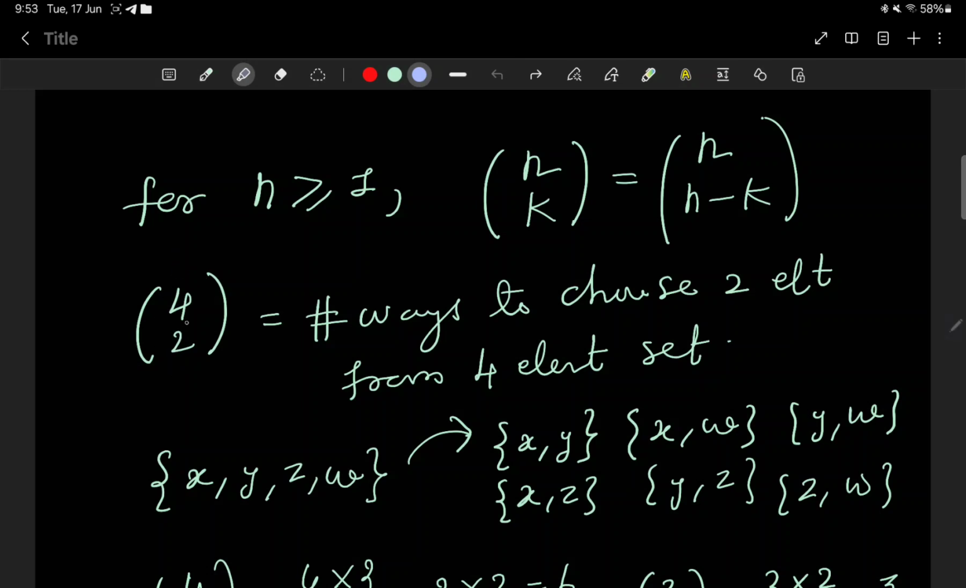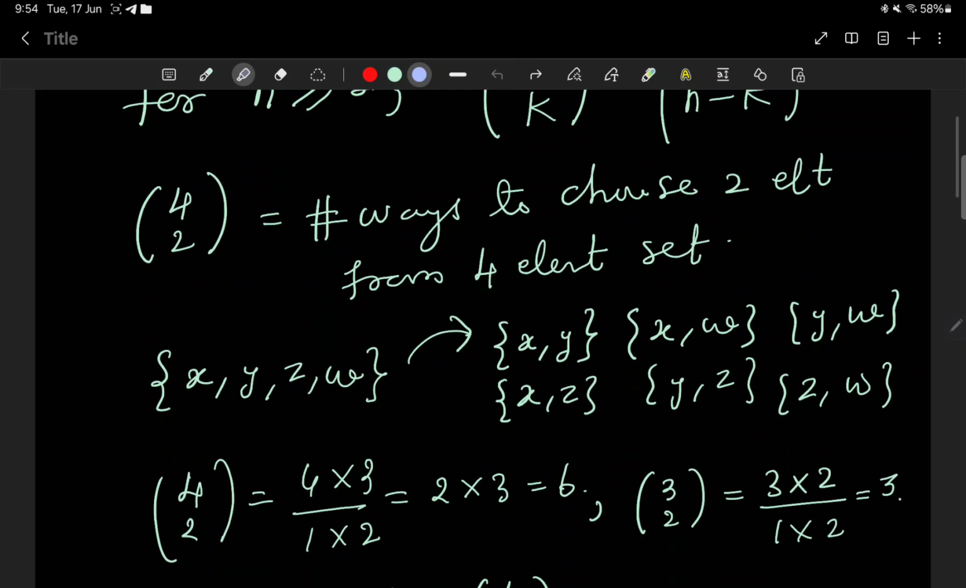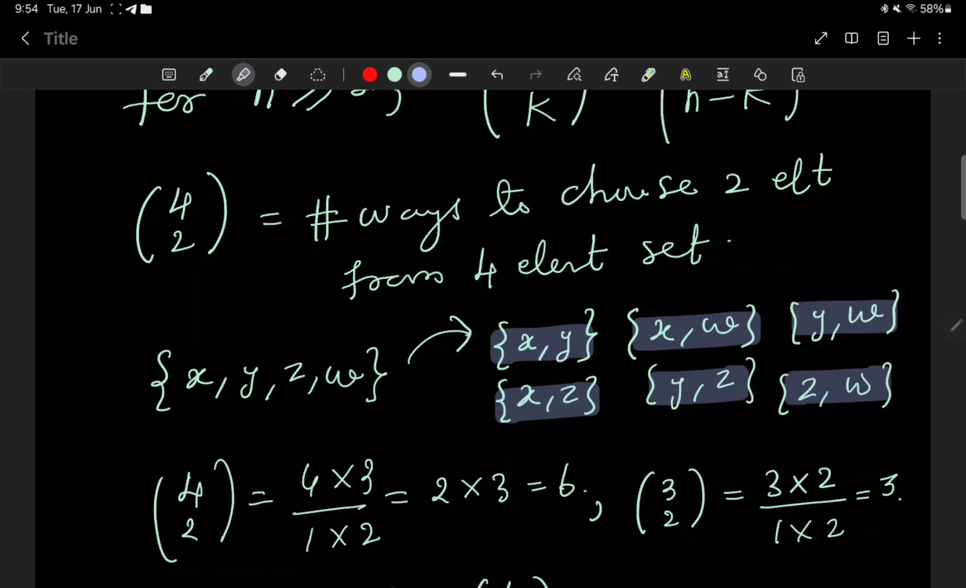For example, let's look at what this is for 4C2. 4C2 is nothing but the number of ways to choose 2 elements from a 4-element set, right? Now how do you calculate it? Before you calculate, let us just list those possibilities. Suppose you have a 4-element set x, y, z, w, all of them distinct. Then these are the possibilities: xy, xz, xw, yz, yw, zw. So actually you got 6.